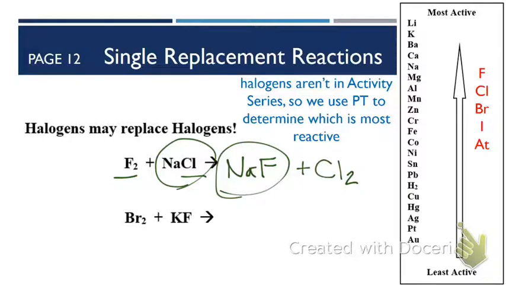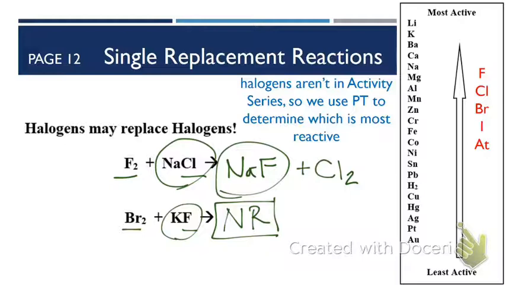That's done. In our next example, we're comparing bromine and fluorine in our list. Fluorine is higher up, so that's the one that gets in the compound, and it's already in that compound. So this is a no reaction situation.